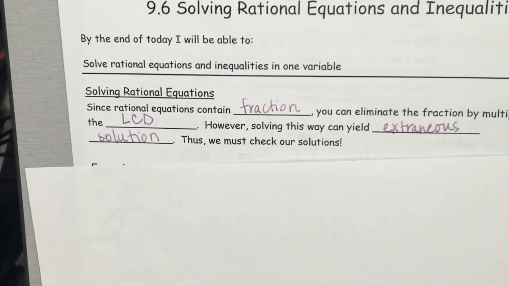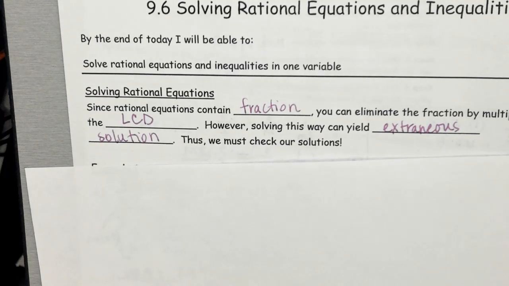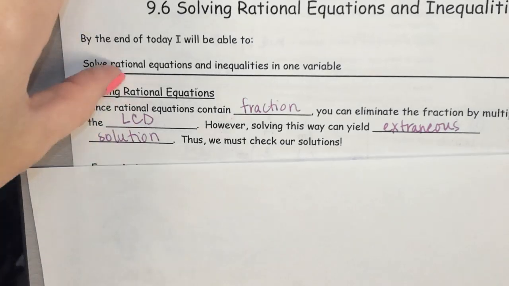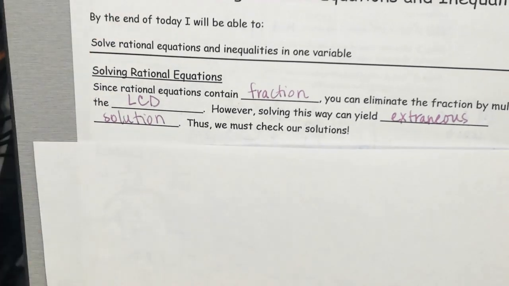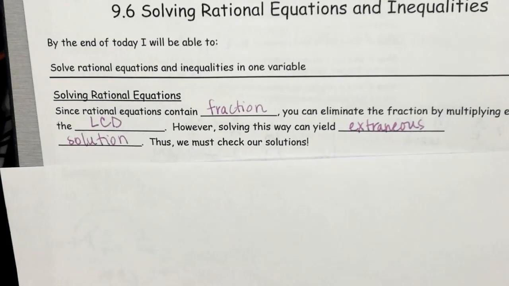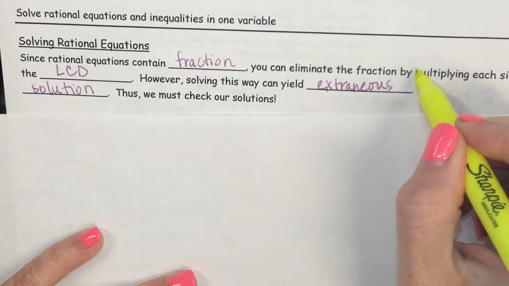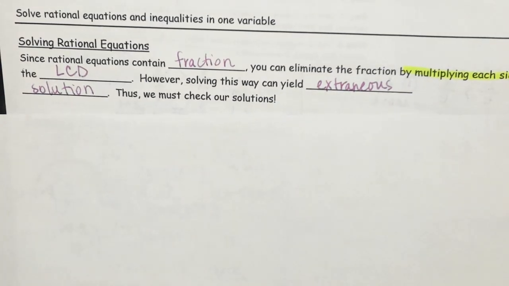Okay, so when you have rational equations or fractions, the fractions have to have a variable in the denominator. And you can eliminate the fraction by multiplying each side by the LCD. So that's what we're going to be doing today. We're going to be multiplying each side by the least common denominator. When we do that, we can get extraneous solutions. So we're going to check our solutions, and I'm going to show you a way to do that today using the domain of each function.